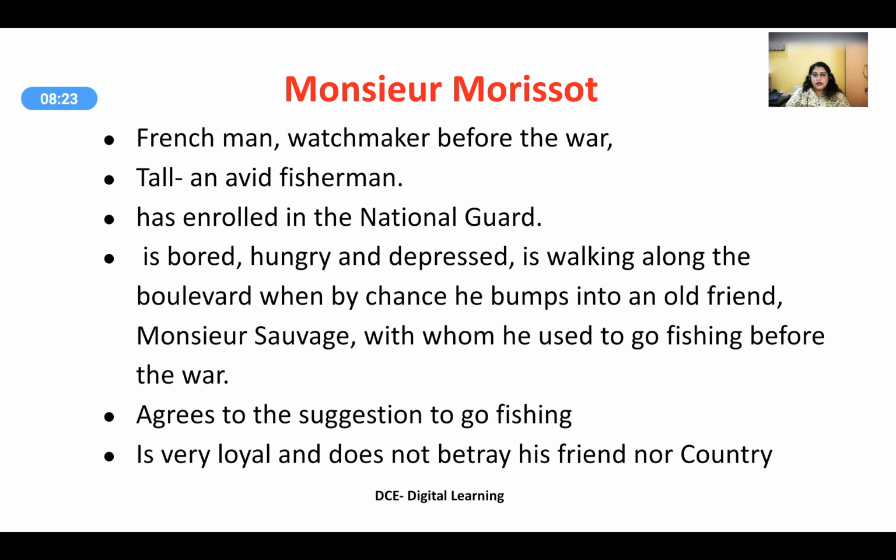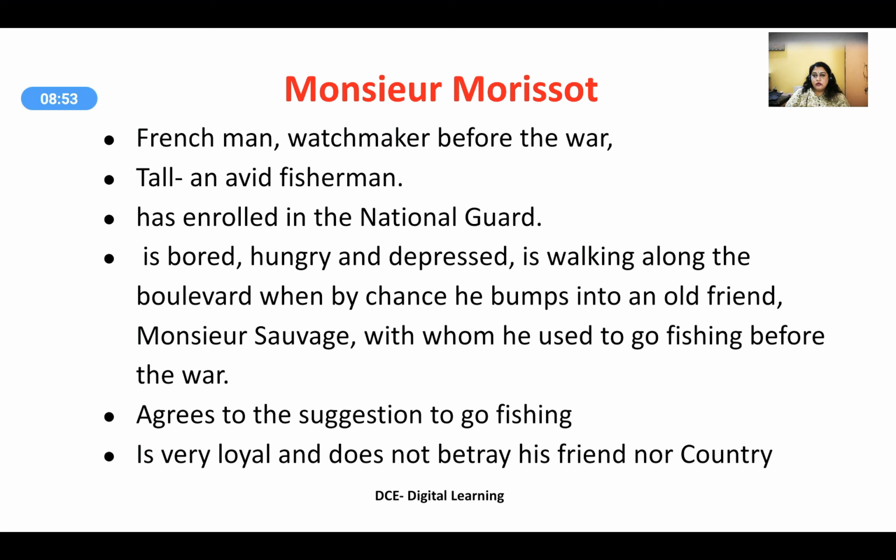First, let us concentrate on Monsieur Morisot. Monsieur Morisot is a Frenchman and his profession was a watchmaker. Before the war, he was earning well, and only during the weekends, that is only on a Sunday, he used to go out fishing with his chum. But due to the war, the demand for new watches had fallen, and as a result, he too was unemployed. When he was walking in the boulevard, he was bored, hungry and depressed.